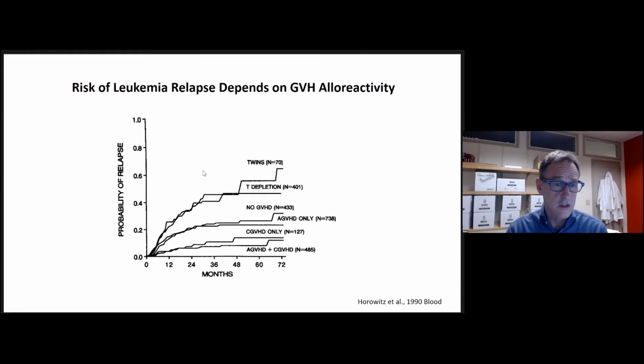This is shown in Mary Horowitz's 1990 landmark paper in Blood. On the y-axis is probability of relapse. On the x-axis is months after transplant. And what you see is that in an identical twin, genetically identical twin transplant, where there's virtually no graft versus host alloreactivity, there's a very high risk of disease relapse. The main mechanism of cure here is all dependent on whatever the contribution is from the transplant conditioning. If the recipient receives graft depleted of T cells, likewise, there is a very high level of tumor relapse. If a patient undergoes a traditional transplant, but there's no clinical evidence of graft versus host, there's also a considerable risk of disease relapse. And the only patients who have a very low risk of disease relapse are those who have clinical manifestations of graft versus host alloreactivity.